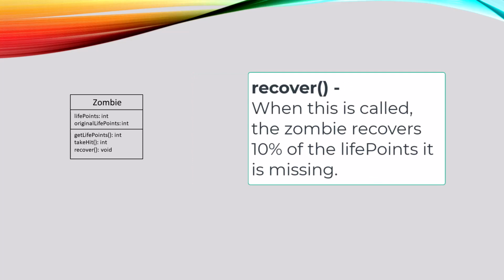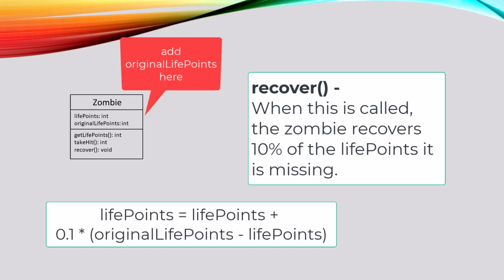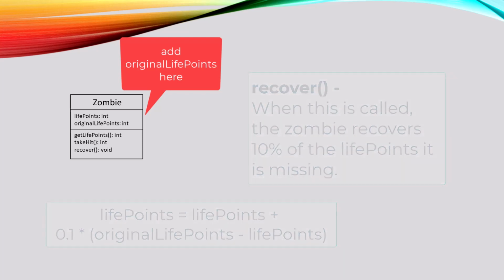For recover, the rule is that they recover 10% of the life points they are currently missing. That means you'll have to add an instance variable that remembers their original life points, and then their recovery is 10% of the difference between that original value and their current life points.